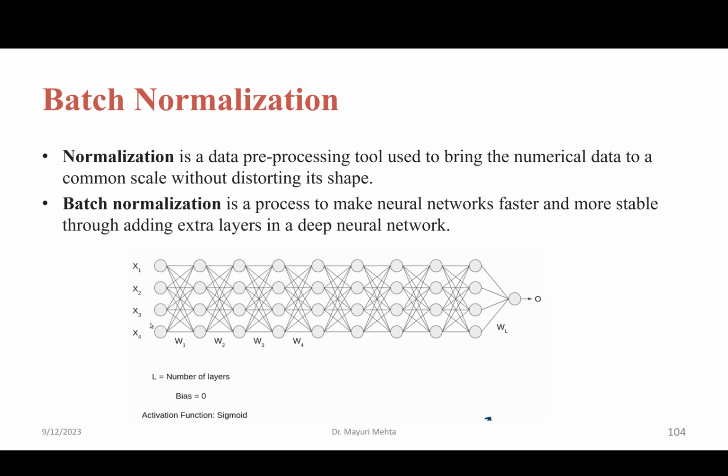Now let's come back to our main topic, batch normalization. So what is batch normalization? It is a process to make neural networks faster and more stable through adding extra layers in a deep neural network. Normalization and batch normalization are completely different. I explained normalization. Now I'm talking about batch normalization. In your deep neural network architecture, you will add extra layers.